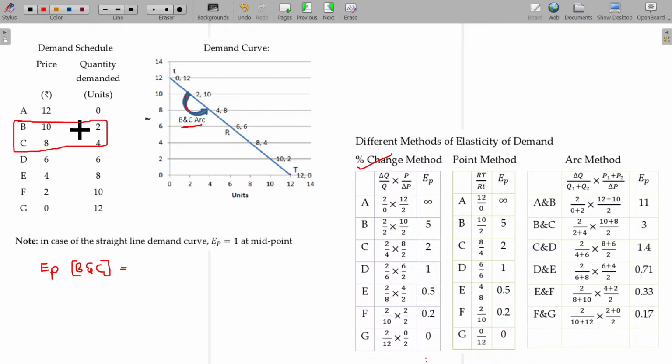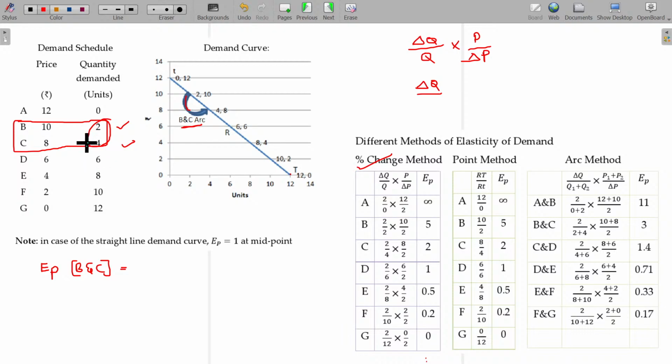In the percentage change method, you will either calculate the elasticity of demand for point B or point C, but not between B and C. I want to know the elasticity of demand between B and C. How? See, normally in elasticity of demand, the formula is change in quantity divided by quantity into price divided by change in price. Am I right? Now, the same formula will be adapted here. The change in quantity being 2 to 4, it means 2.